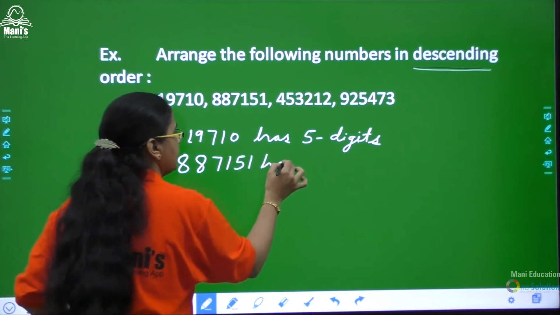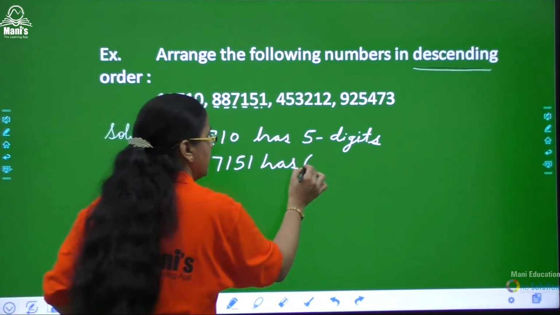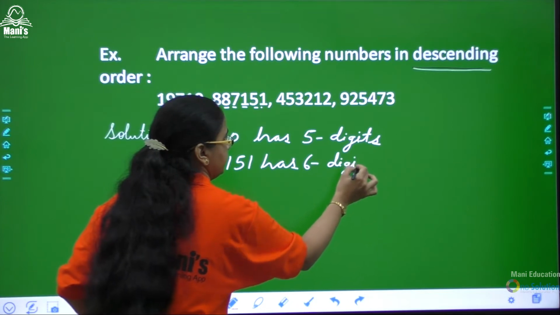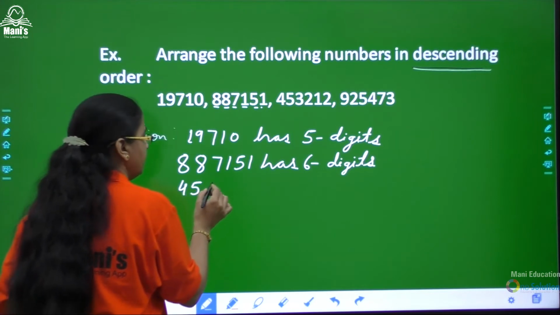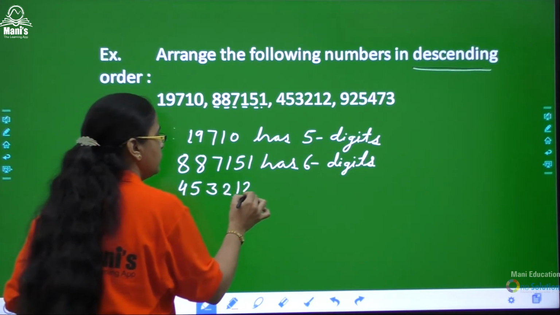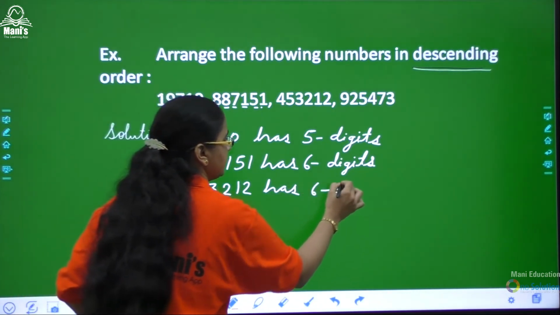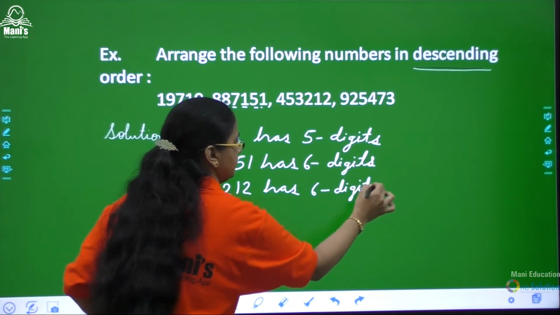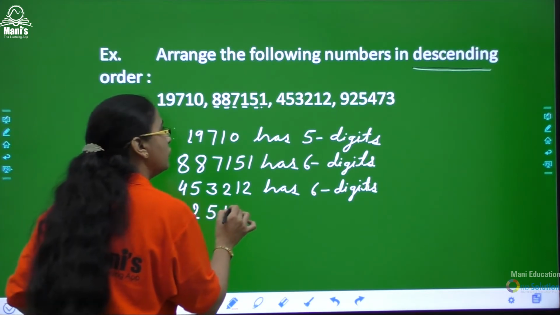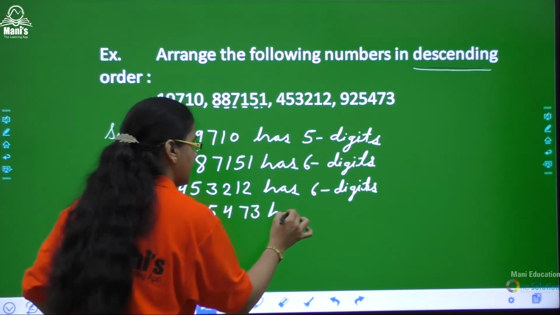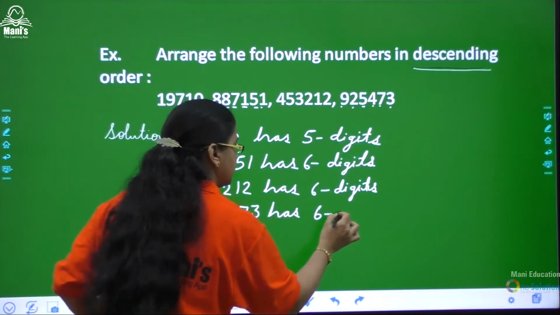Then 887151, how many digits does it have? It contains 1, 2, 3, 4, 5, 6: 6 digits. Then 453212 has 2, 4, 6: again 6 digits. Then 925473 has again 1, 2, 3, 4, 5, 6: 6 digits.